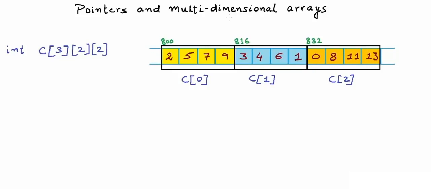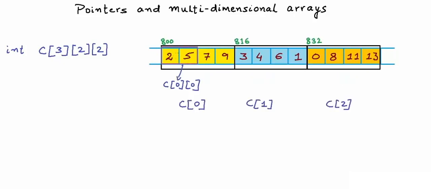The next block of 16 bytes starting address 816 is C1, and the next block of 16 bytes starting 832 is C2. We can further break down the 2-dimensional arrays into 1-dimensional arrays. The first 2 integers in C0 are part of the first 1-dimensional array C00, and 7 and 9 are part of C01. The first integer in C00 can be accessed as C000, and we can go on like this.